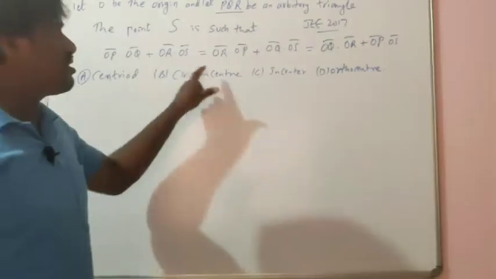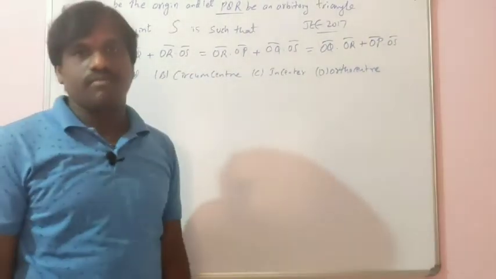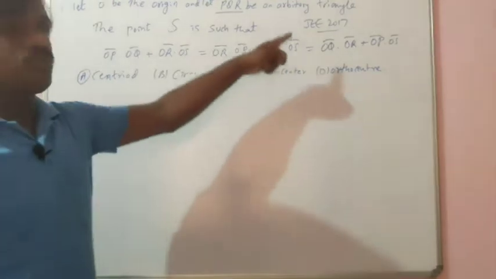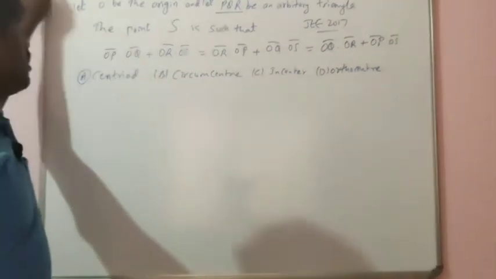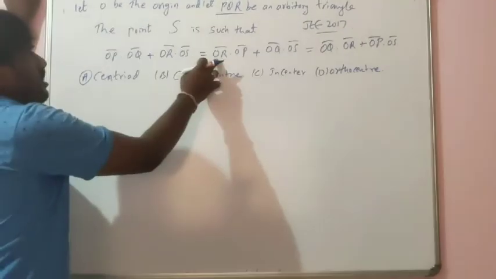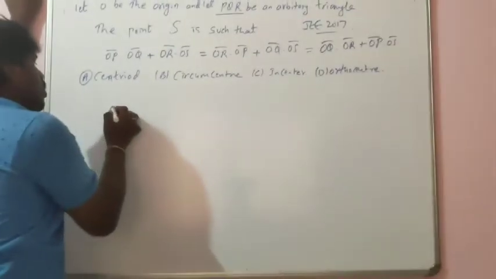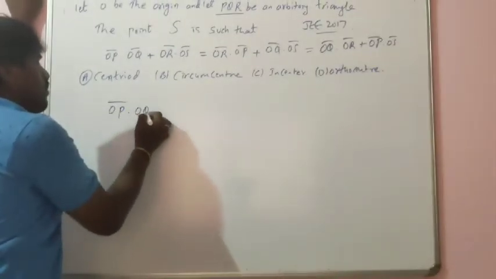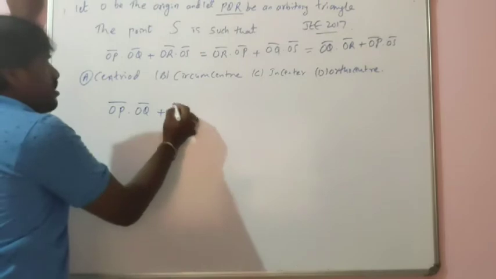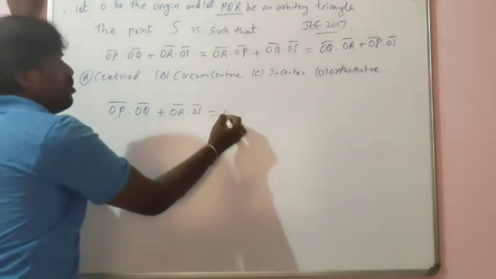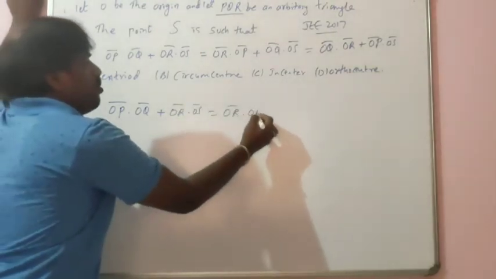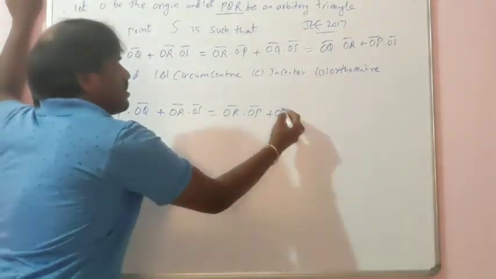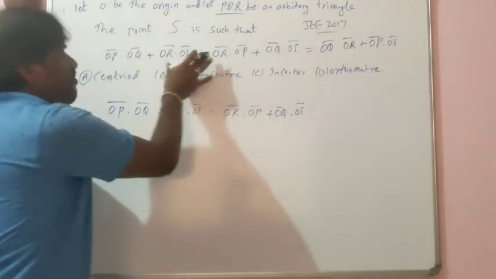So let us discuss this question. This is a basic level question, that's why I picked it. It was asked in JEE 2017. Let us take these two parts and we can find it. OP vector dot OQ vector plus OR vector dot OS vector is equal to OR vector dot OP vector plus OQ vector dot OS vector. I am just taking the first equation.